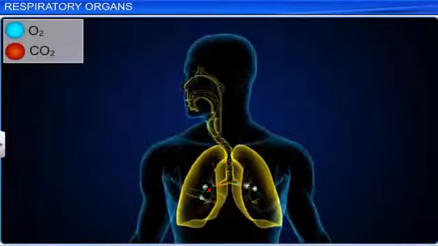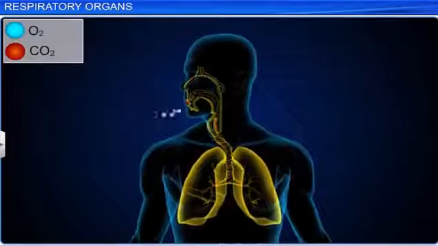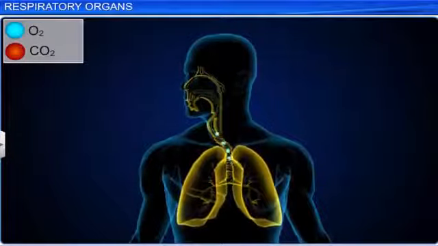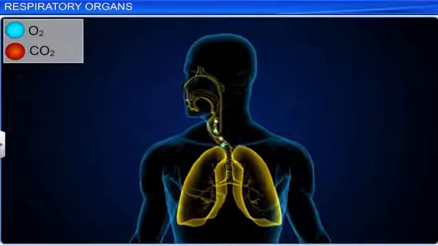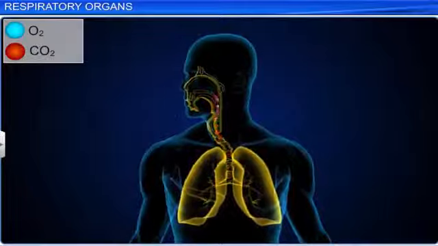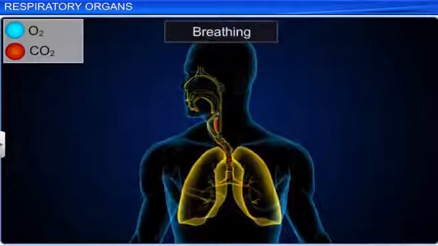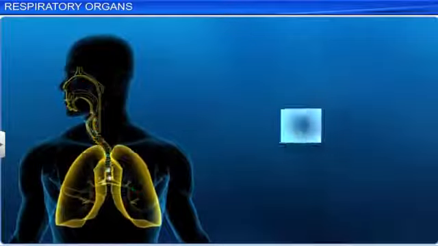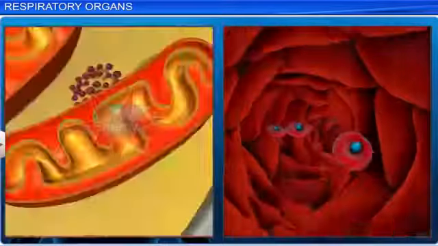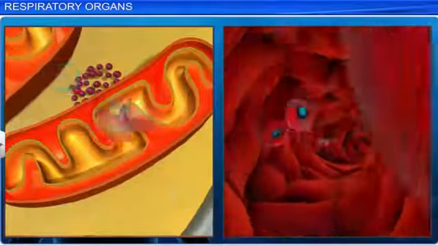To provide fresh oxygen to the cells and to remove carbon dioxide, which is harmful to them, living organisms inhale oxygen and exhale carbon dioxide. This process of inhaling and exhaling is called breathing. The process of breathing, accompanied by the breakdown of foods to produce energy, is called respiration.